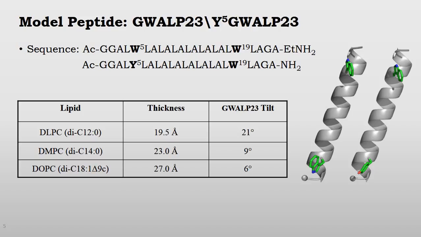We make use of the GWALP23 model peptide system that represents a typical transmembrane helix comprising a core of leucine and alanine repeats with tryptophan or tyrosine residues anchoring them. The N and the C terminals are capped to ensure that the peptide is neutral. The peptides have relatively low dynamics on the NMR time scale and are sensitive to changes in the membrane environment.